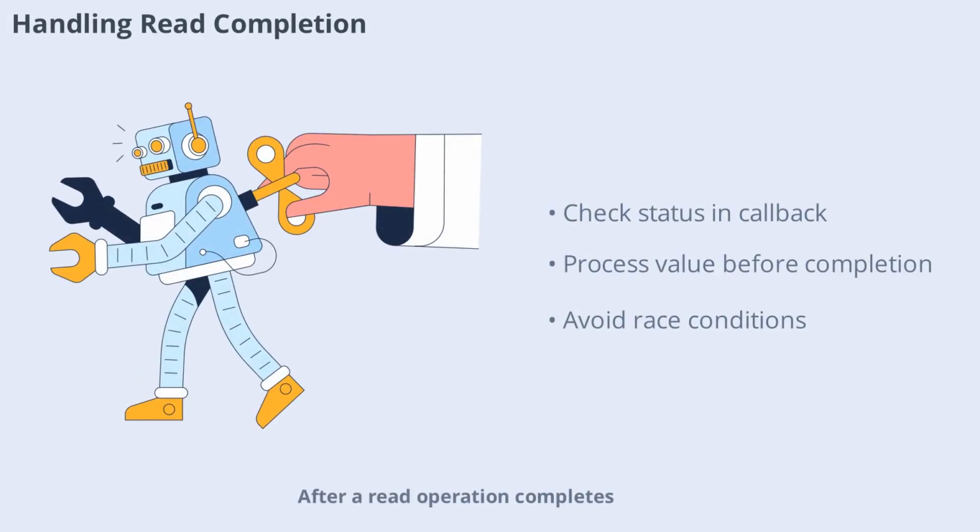After a read operation completes, the result arrives in the onCharacteristicRead callback. Here you check the status and log any errors. If the read is successful, you process the value and then call completed command. This method marks the command as finished, removes it from the queue, and starts the next command. By ensuring that completed command is only called after processing the value, you avoid race conditions and maintain data integrity. This careful management of command completion is key to reliable BLE programming.